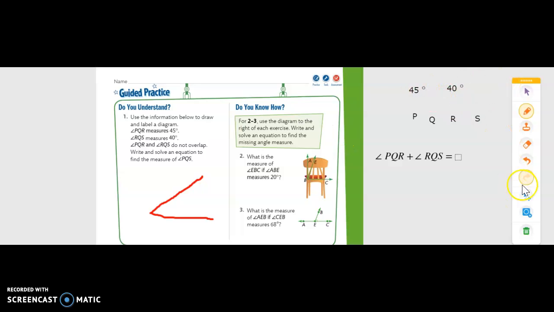And so I'm going to come over here and pick up my pieces. So I've got P, Q, R. And that's 45 degrees. And then I also have RQS at 40 degrees. So let me come get another color.